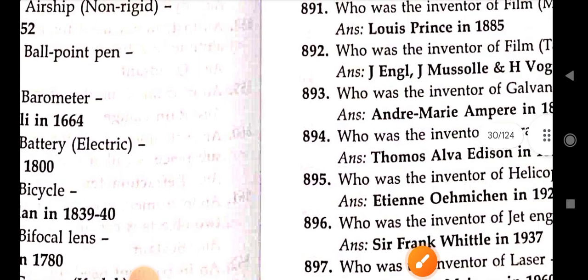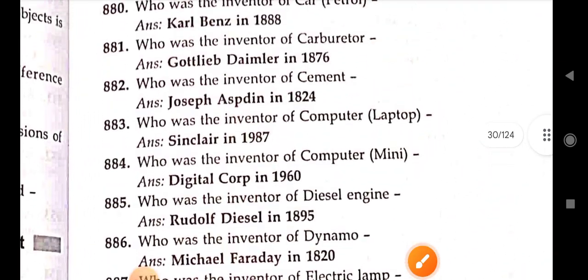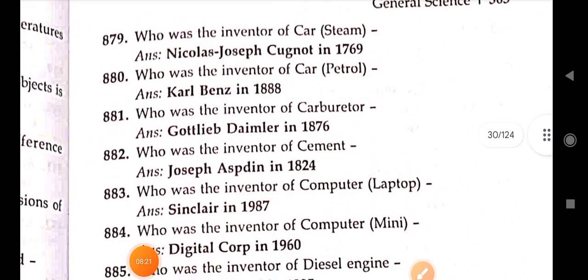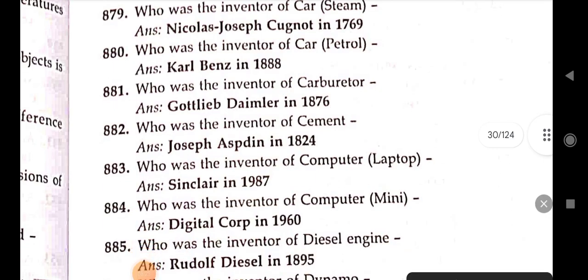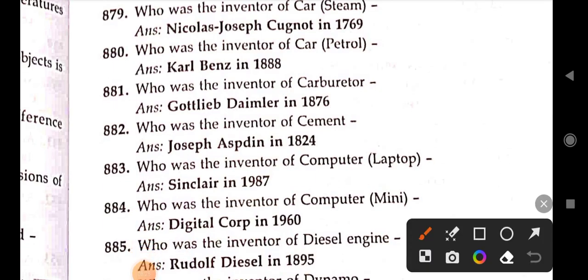Next, who was the inventor of the car, steam? The right answer is Nicolas Joseph Cugnot in 1769. Who was the inventor of the car, petrol? Steam car was discovered by Nicolas Joseph Cugnot, and the petrol car was made by Karl Benz in 1888. Who was the inventor of the carburetor?